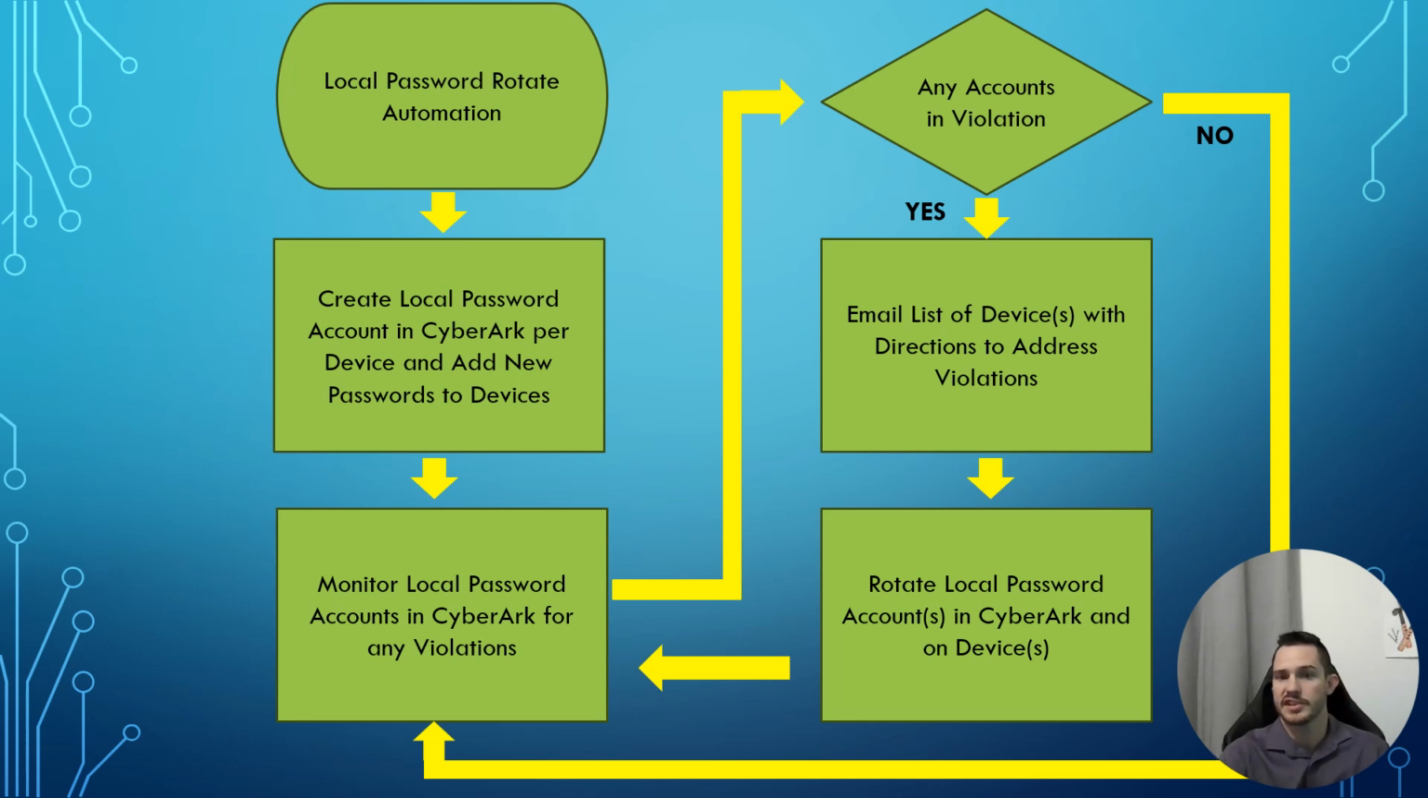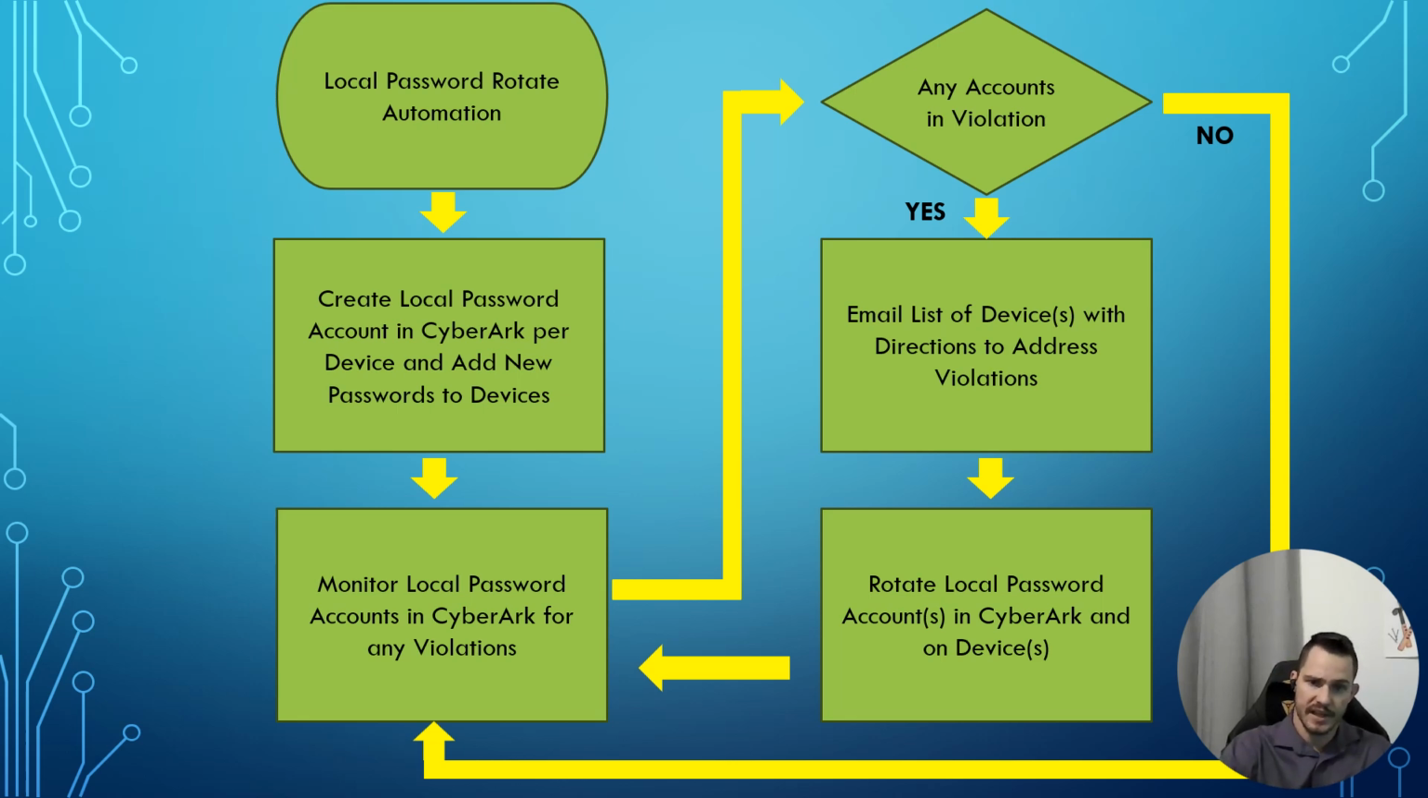And remember, the violations were if the password is over a certain time old, or if someone has viewed that password. If so, there will be an email of the devices with directions to address the violations sent to whoever I want it sent to. In this case, I'm going to have the email of our operations team, and it's going to send an email to them with a list of the devices that need to be addressed.